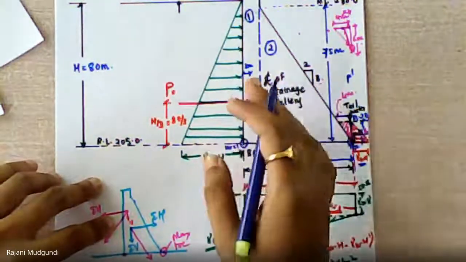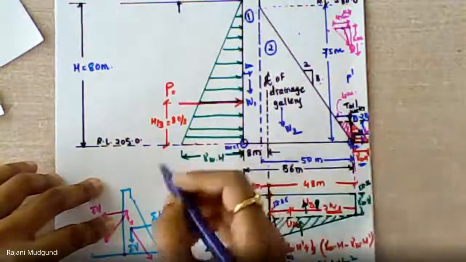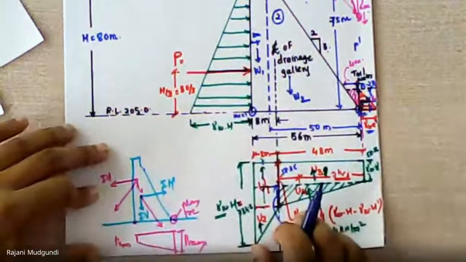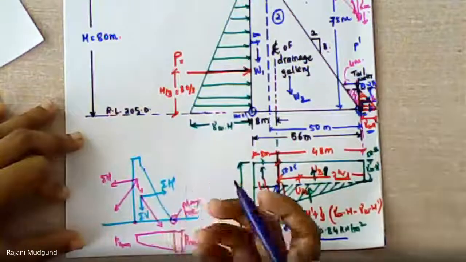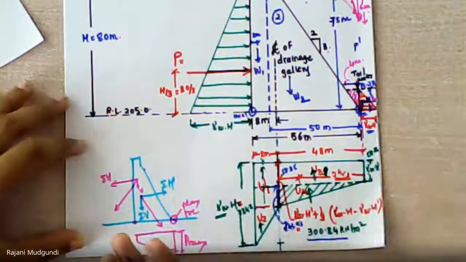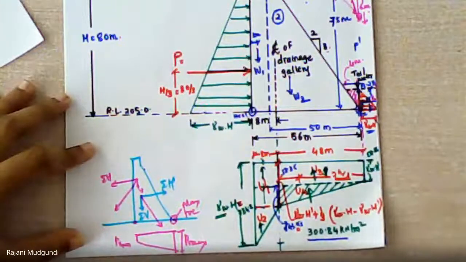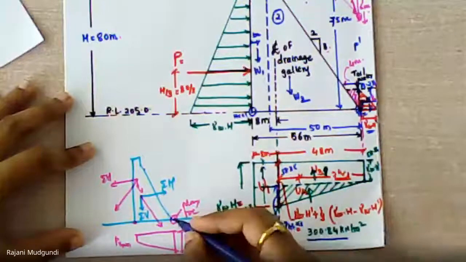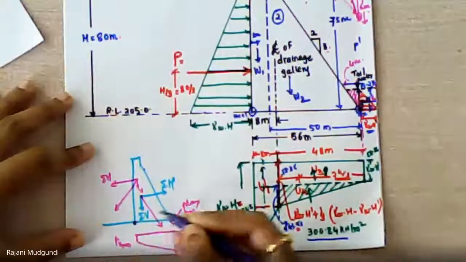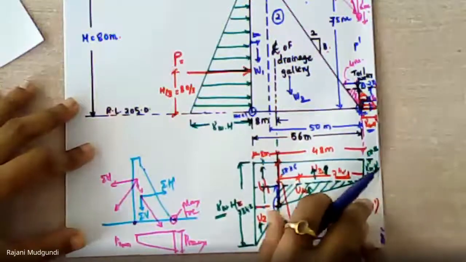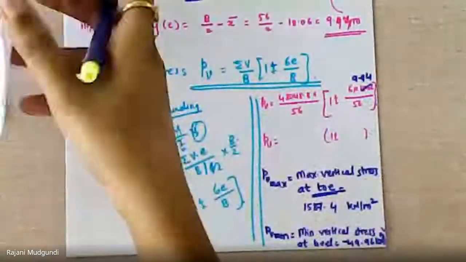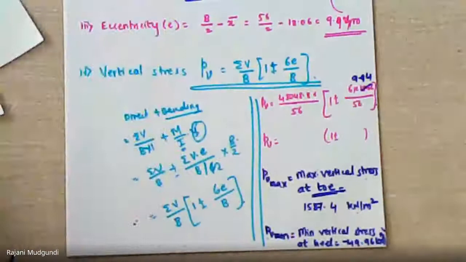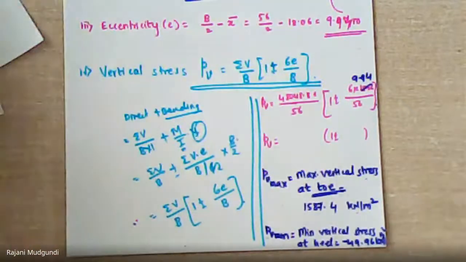Because this is the reservoir full case, horizontal forces are acting towards right hand side, or towards heel. Therefore, maximum stresses will be observed at toe and minimum stresses are observed at heel. Now we will move on further to the second question, that is the major principal stress at the toe of dam.